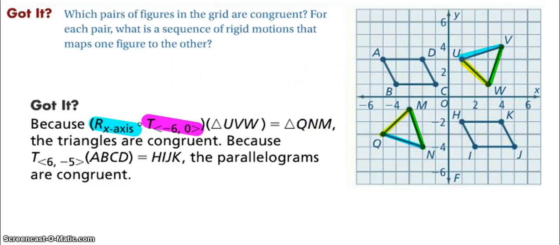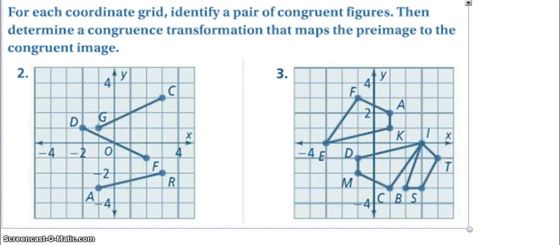And likewise, probably a little bit easier, we can see that A, B, C, D matches to H, I, J, K just through a translation to the right and down. In 2 and 3, you want to identify a pair of congruent figures and then how we mapped from the pre-image to the image.